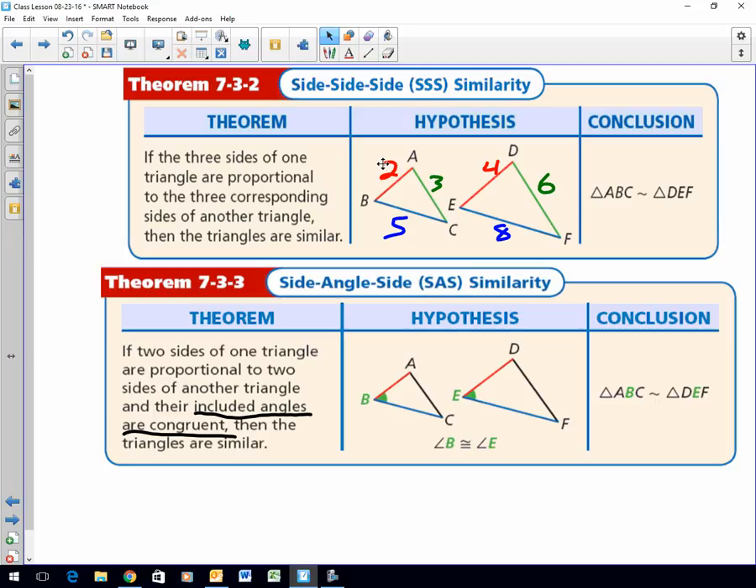Look at their example. You see how AB and CB form angle B, right? That means that in this example, if AB is proportional to DE and CB is proportional to FE and angle B is congruent to angle E, then I can use side angle side. Okay? We'll talk about what we can't use in just a little bit.